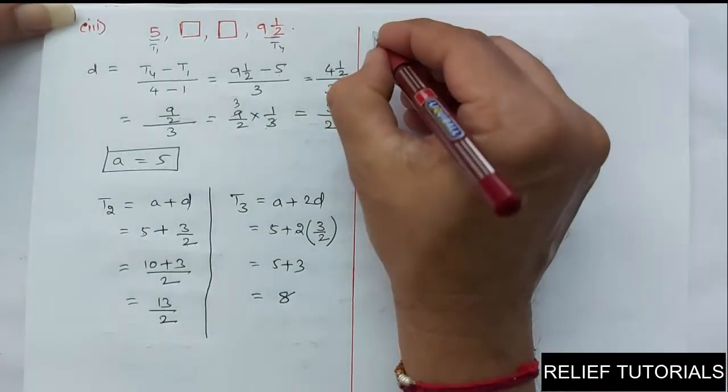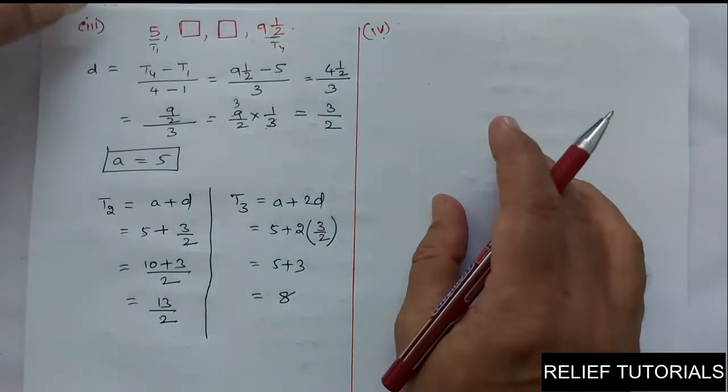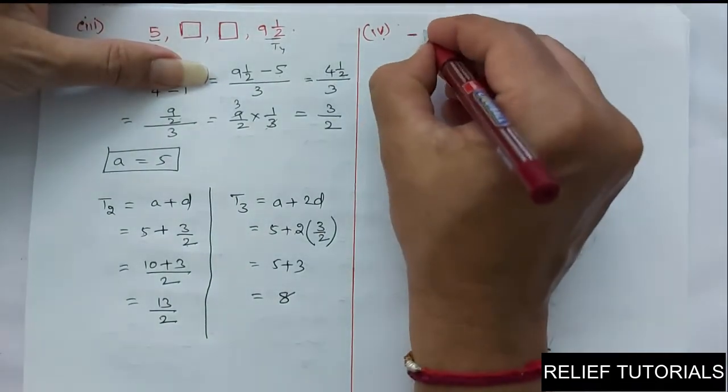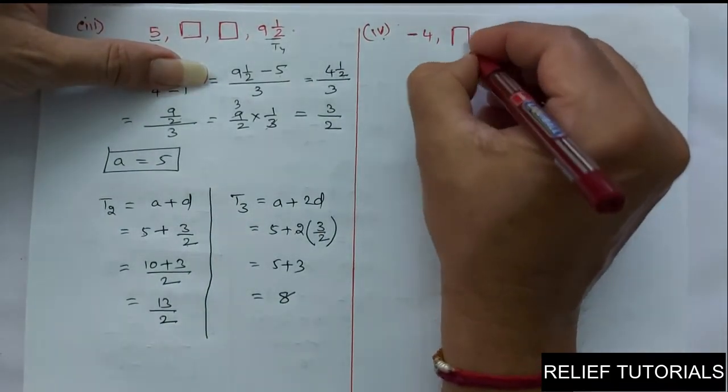Now question number 4. You have minus 4. Then box. Then 1 box. 1 more box.